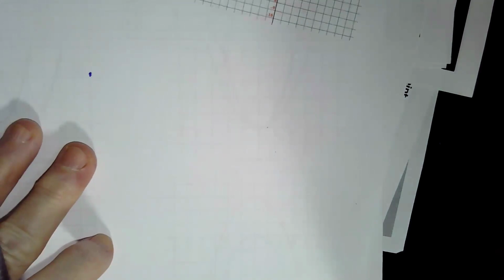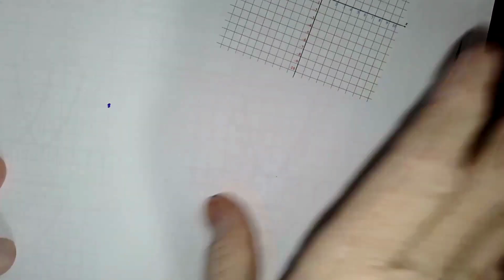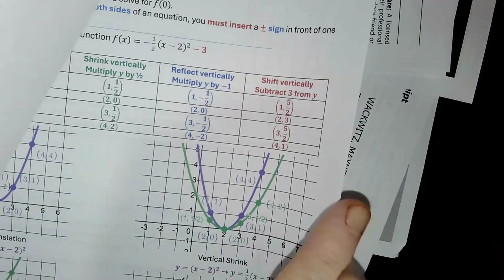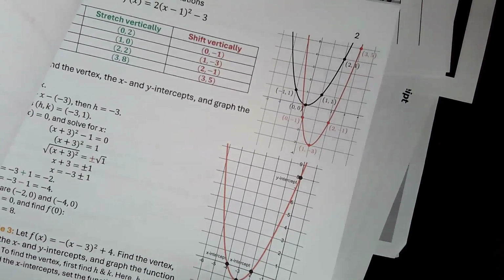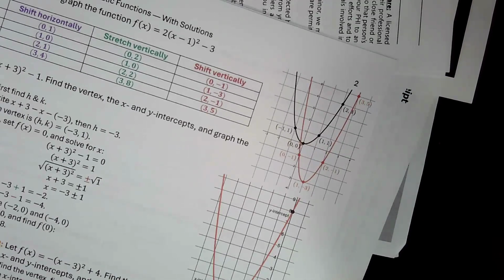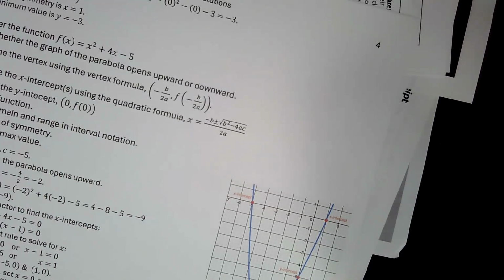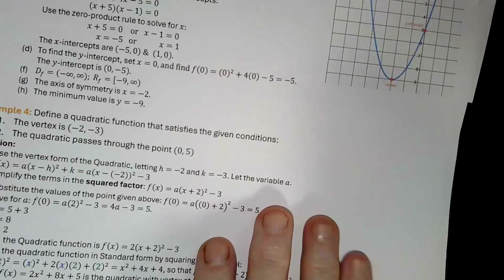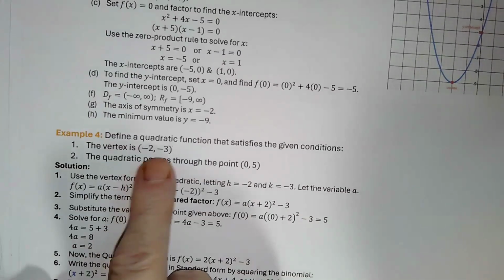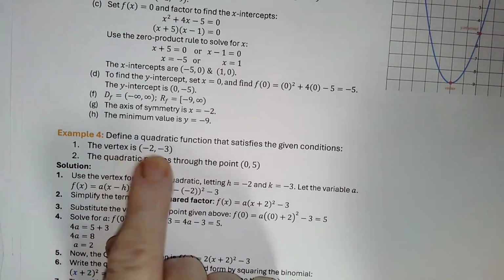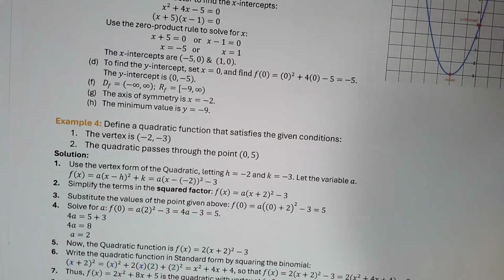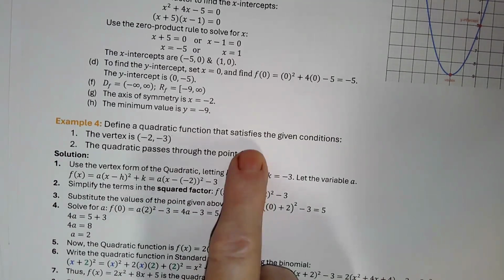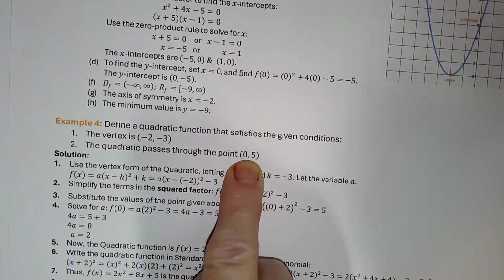Okay, because there's one other kind of problem that I want to look at. So what if we had, oh, there are two. Here we go. We want to find a quadratic function that has a vertex of (-2, -3) and that has the point (0, 5).